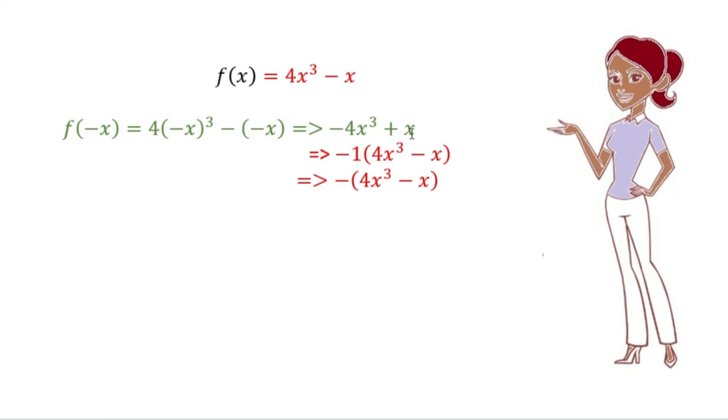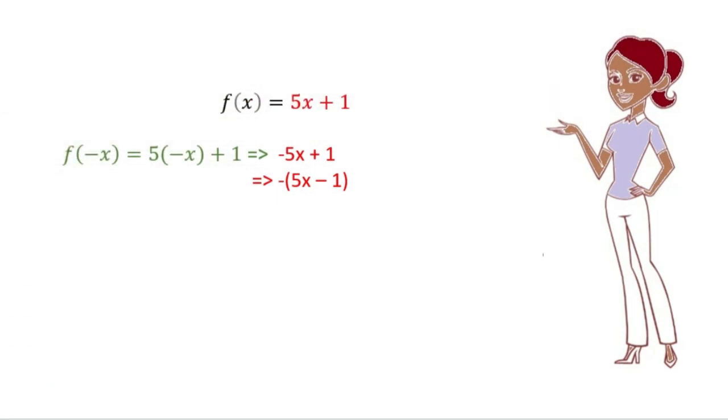So if we were to take a negative 1 out of this equation, we would get negative 1, and in parentheses, we would have 4x cubed minus x. And that is the same as our original. So we are negating the original. Therefore, this function is odd.